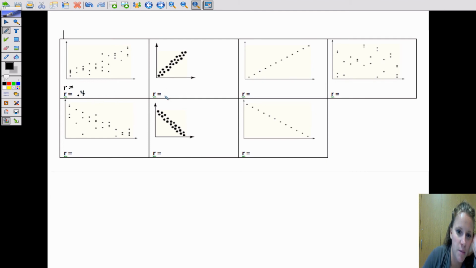Here I would call this maybe a positive 0.7 or 0.8. This would be R is a positive 1 because it makes a straight line. I would say this is R is 0. Then if this is the negative version of that, maybe this is a negative 0.4 or maybe a negative 0.3, because I think this one kind of is out of whack there. This would be maybe a negative 0.7 or 0.8, and then this would be a negative 1 because it makes that straight line.